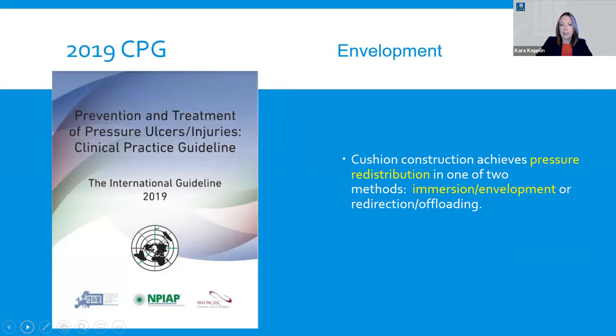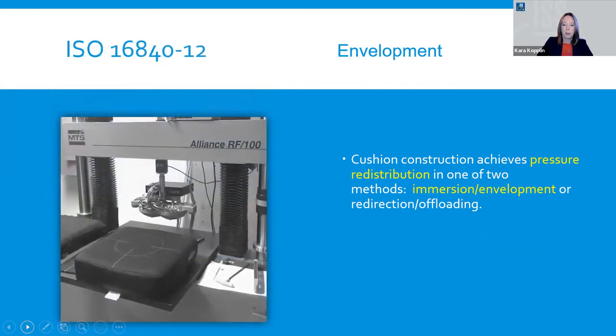Envelopment is the other method that's described for the way that a cushion can interact with the body to provide that pressure redistribution and skin protection. So we can look at a method to quantify the envelopment of the cushion. The immersion method measured the depth into the cushion, but with envelopment, the ISO standards have developed this method, ISO 16840-12, that takes a buttock-shaped indenture and has an array of sensors embedded in that surface.